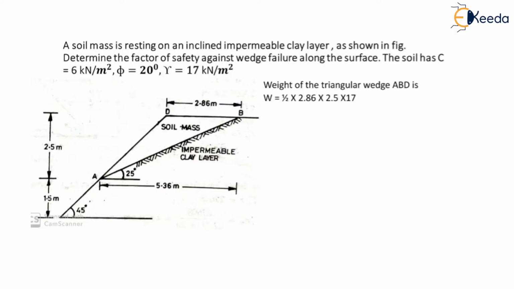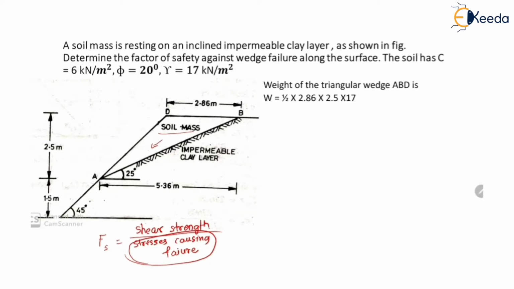So we know that in wedge failure, the soil mass which is lying above the impermeable layer slides over the bottom layer. That means shear failure of this soil mass occurs. So factor of safety against wedge failure is given by shear strength divided by stresses causing failure, or stresses which are trying to cause failure. So first we will determine the stresses which are trying to cause the failure.